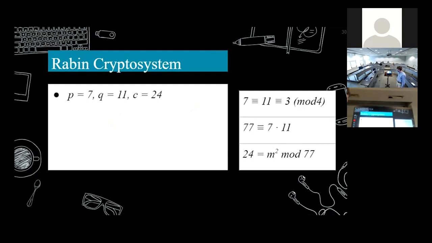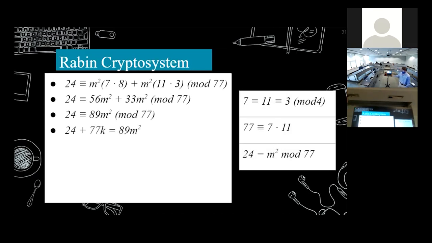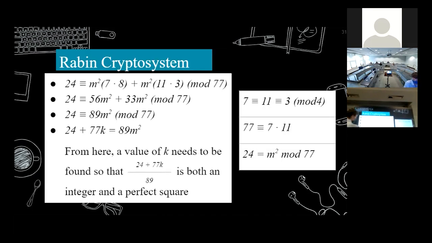Let's say we were working with P equals 7 and Q equals 11, and we received the ciphertext 24. We find P sub 1 and Q sub 1 using that, and we get 8 and 3. And then we can plug everything into the equation. So the ciphertext we got needs to be congruent to m squared times 7 times 8 plus m squared times 11 times 3, all in mod 77. So we simplify that down a couple of times, one more time, and we're left with this. And from here, the way to solve this is to find a value of k such that 24 plus 77k over 89 is both an integer and a perfect square.